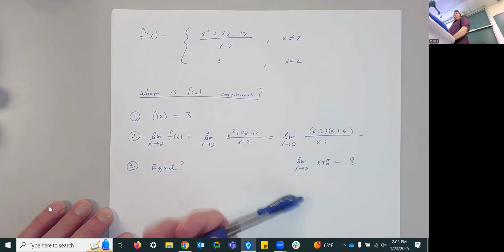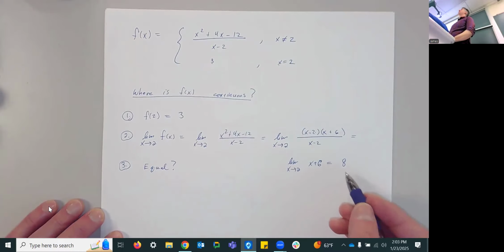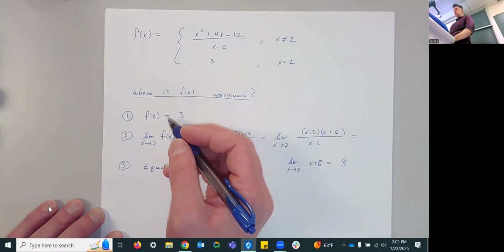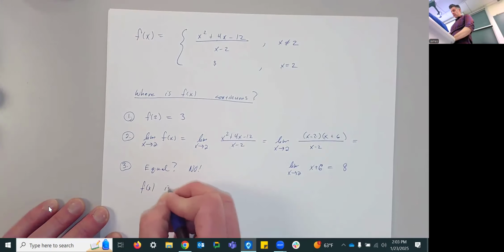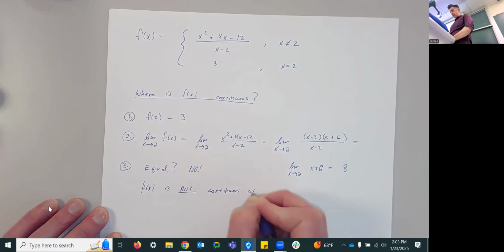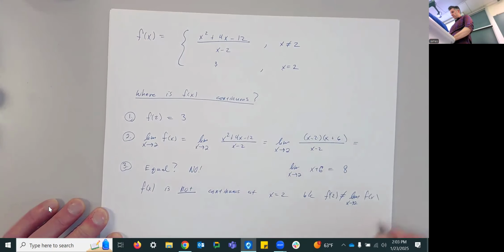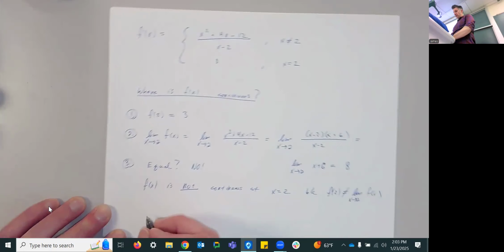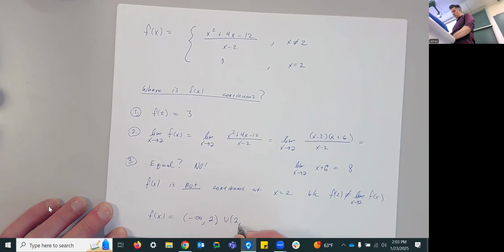And this is the place where people are like, oh, it's continuous. Oh, it's not continuous. Because the limit exists, but it's not equal to the function value. So no, they're not equal. So f of x is not continuous at x equal to 2, because f of 2 does not equal the limit as x approaches 2. And to answer the original question, f of x is continuous everywhere except 2: the interval from negative infinity to 2 exclusive, union 2 to infinity exclusive.